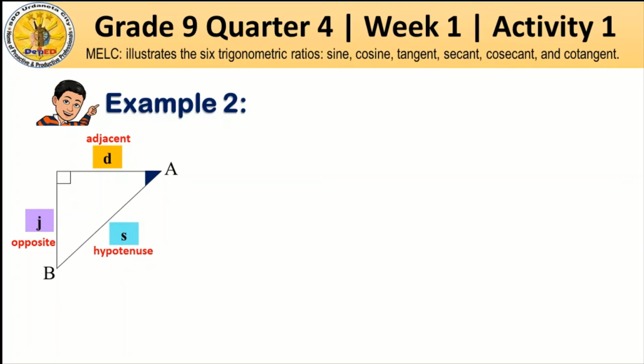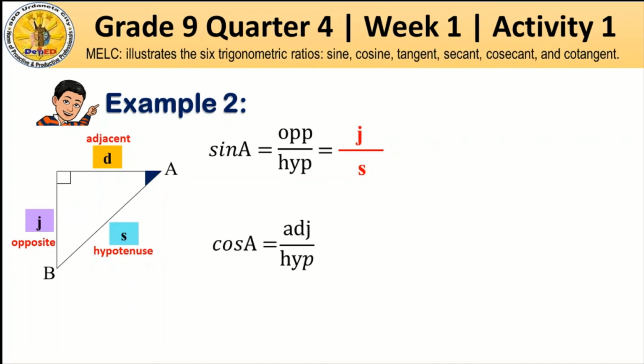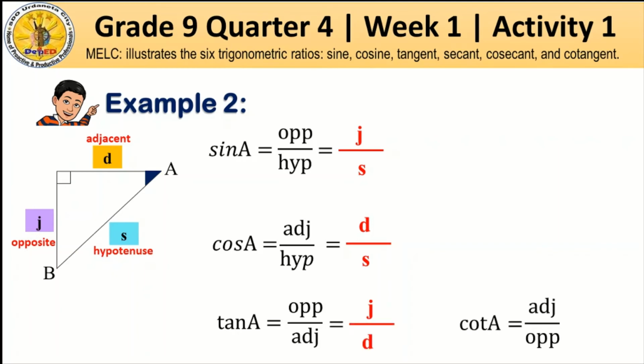Now that we already know the opposite side, adjacent side, and the hypotenuse, the 6 trigonometric ratios of angle A are, we have sine A, that is opposite over hypotenuse, or that is equal to J over S. Cosine A is equal to adjacent over hypotenuse, that is D over S. Tangent A is equal to opposite over adjacent, or that is J over D. Cotangent A is equal to adjacent over opposite, and that is D over J.